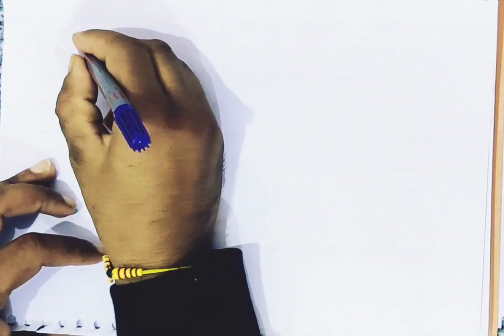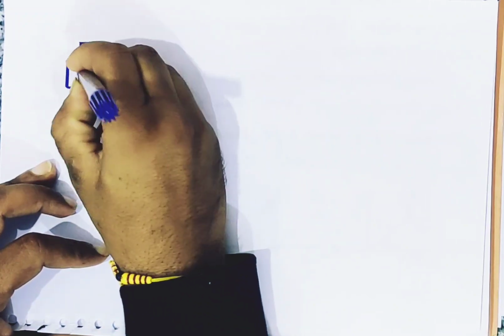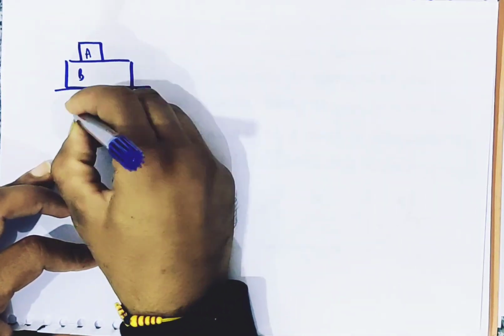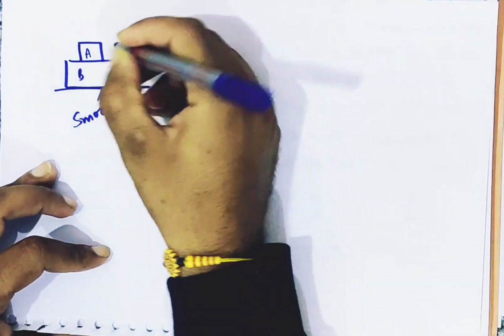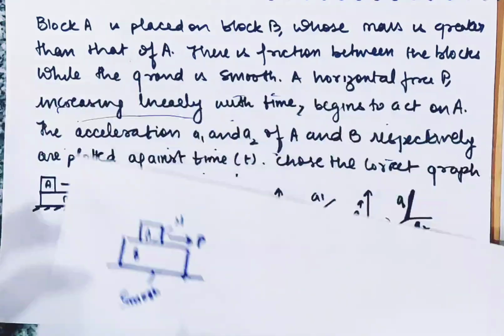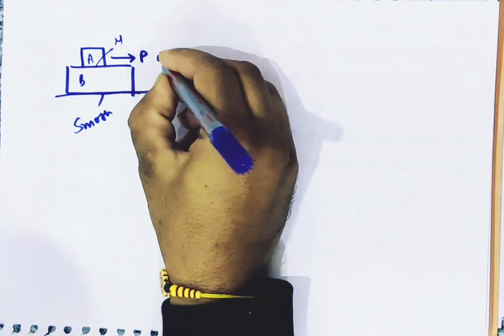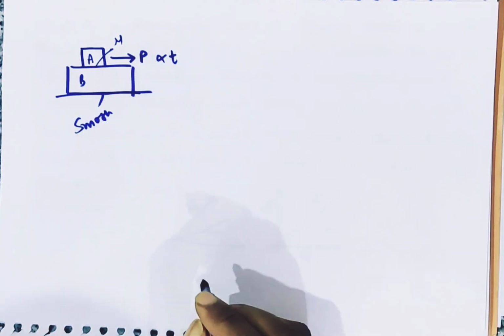See, the question is given as there is a block A and this is B, where the ground is smooth and this is having friction, and we are applying P on the block which is having friction. And we are also told that this is a time-dependent force.